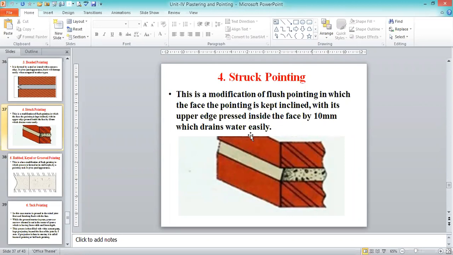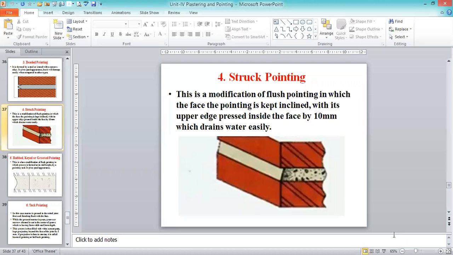In flush pointing we start with the edges and a vertical face, but here we make the edge with an inclined face. That is the only difference between flush pointing and struck pointing, in which the face of the pointing is kept inclined with its upper edge pressed inside the face by 10 mm. That is struck pointing.